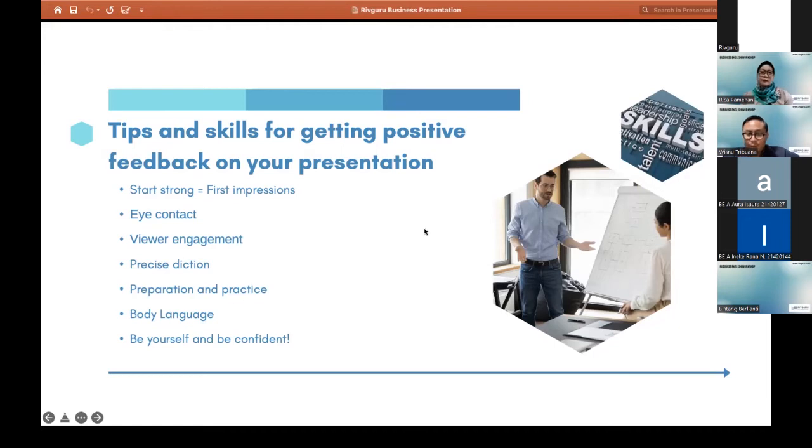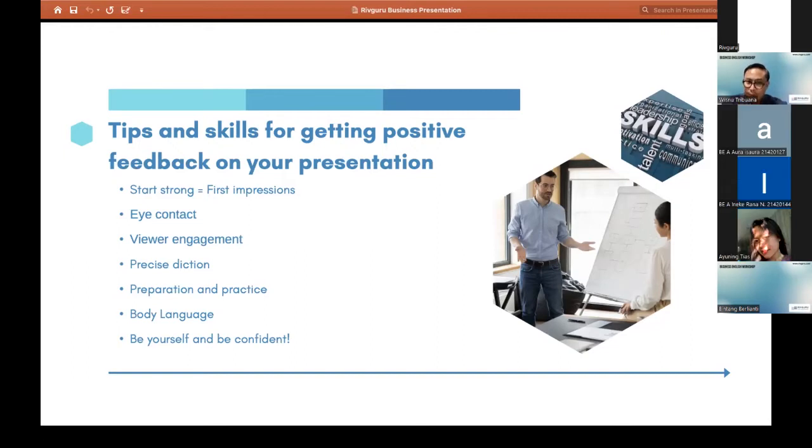Preparation and practice. Okay, if you're not familiar with preparing a business presentation, I would highly suggest that you take time to prepare and practice, if you can, every day. If you're going to use business presentations a lot in the future, you can start practicing every day. Preparation and practice is 110%. I still do it until today, because it's a very critical process in giving the best business presentation that you can.